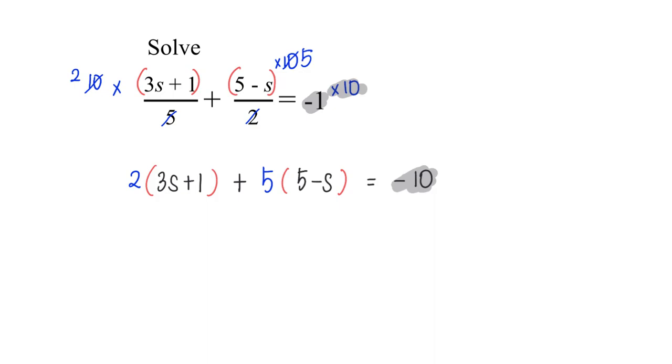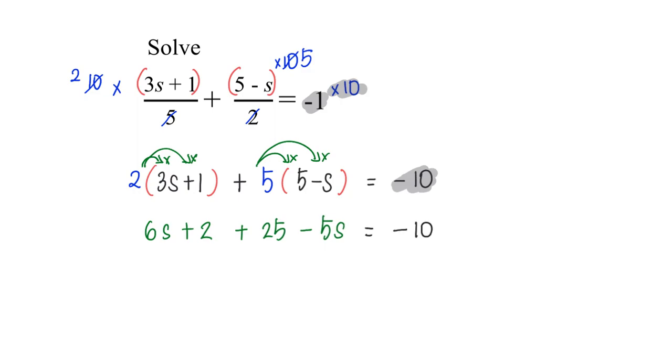And now all we have to do is simply to expand and simplify. This will give me 6s plus 2. Positive 5 times 5 is positive 25. Positive 5 times negative 1s, negative 5s. Continue to simplify further. 6s minus 5s will give me 1s. 2 plus 25 is 27, equals to negative 10.